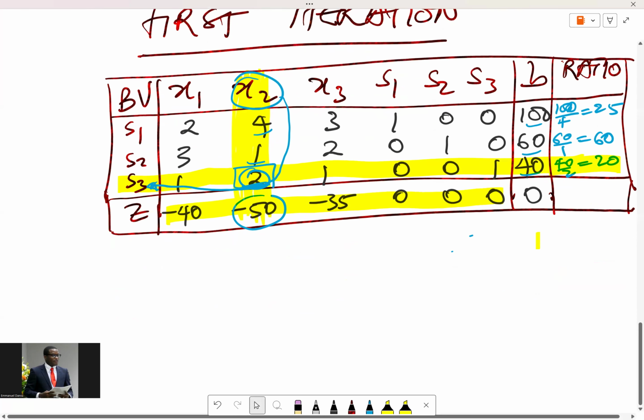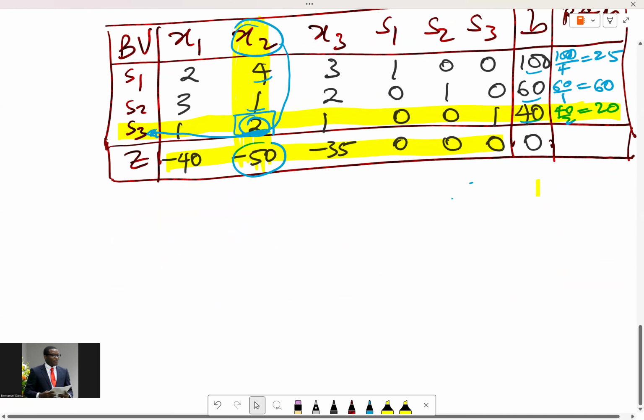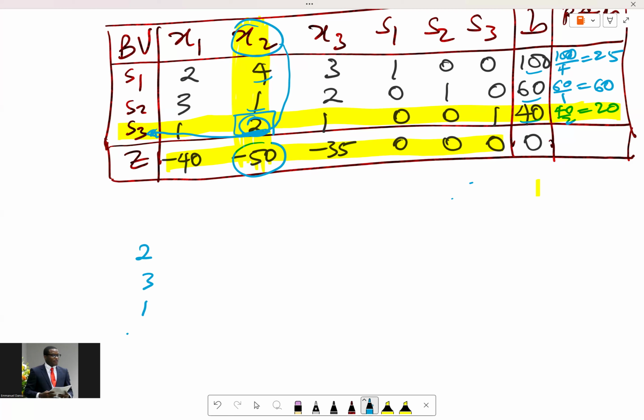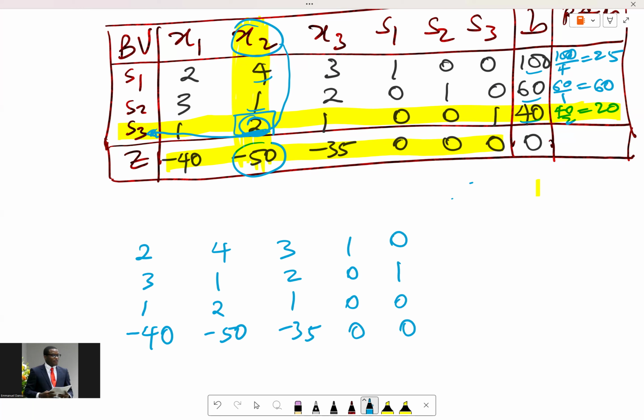So now we are going to go on a matrix journey. It's better to write out all that. I'm probably not worrying about the basic variable and the rest. So you just have 2, 3, 1, minus 40, then you have 4, 1, 2, minus 50. Then you have 3, 2, 1, minus 35. Then 1, 0, 0, 0, 0, 1, 0, 0. Then 0, 0, 1, 0. And then 100, 60, 40, and 0.